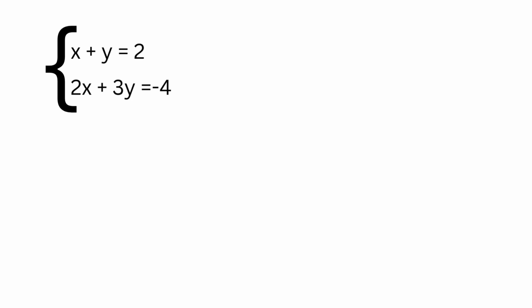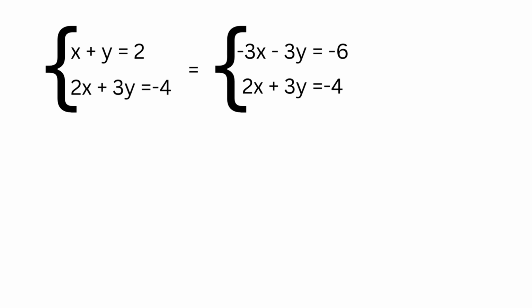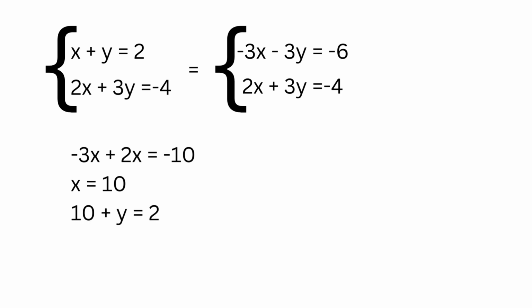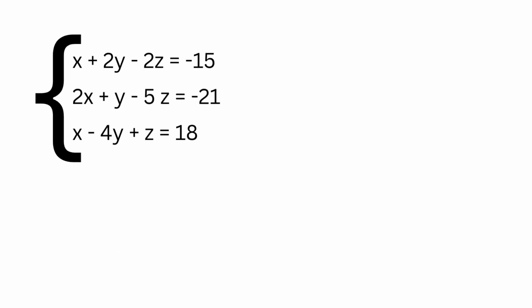Let's get solving. Consider this system of 2 equations with 2 unknowns. To solve it, we multiply the first equation by -3, so it will be -3x minus 3y equal -6. And the second one will not change, so if we add them to get rid of y, they will be equal -3x plus 2x equal -10. So x equal 10. Now replace it in any equation. So for example, in the first, it will be 10 plus y equal 2. So y equal -8.